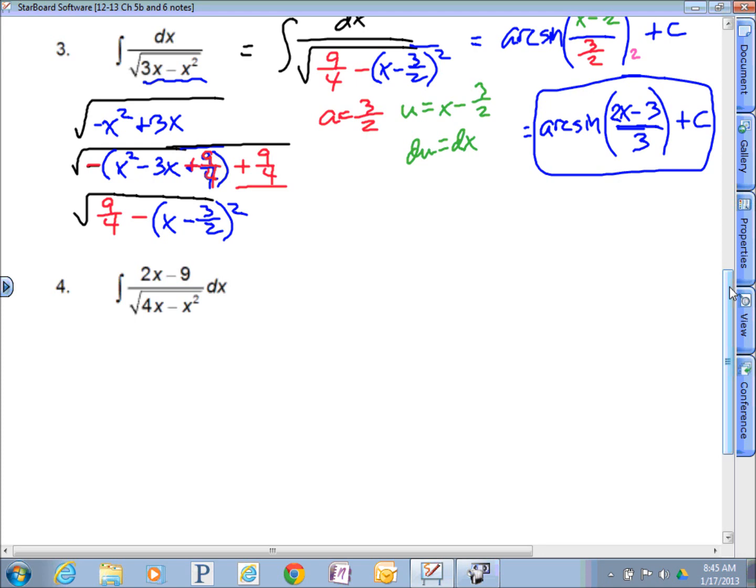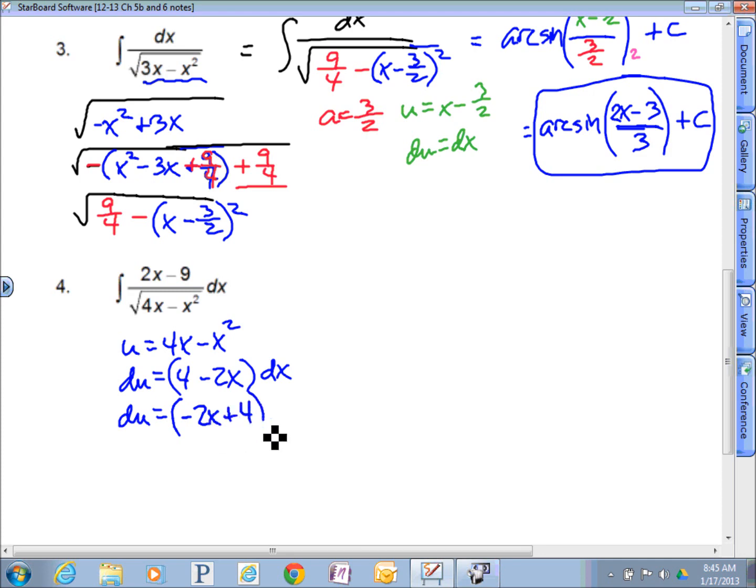Let's say that I made u equal to 4x minus x squared. If I did that, du would be 4 minus 2x, and then I'd have to multiply all that by a dx. So you know what I want to do? I'm going to rewrite this du. How about if I call it negative 2x plus 4 times dx, or that's really the same thing as the opposite of the quantity 2x minus 4.